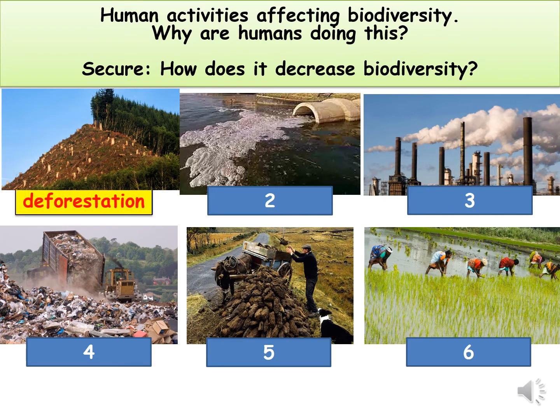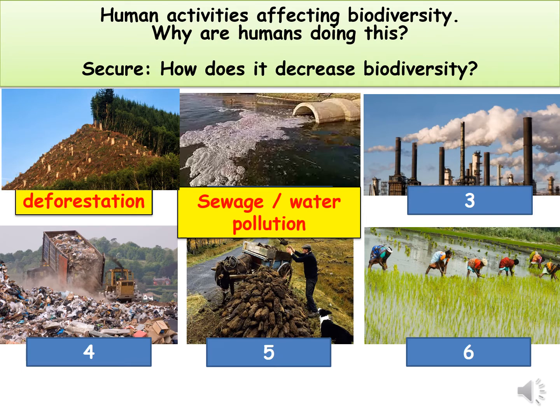Number two, sewage and water pollution. All sewage goes into the water, polluting it. What lives in the water? Different organisms. How does this decrease biodiversity? The sewage, which is pollution, is going to affect the organisms that live within there.